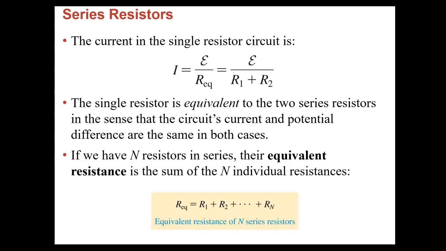So hopefully you can see, if the potential difference remains constant and you keep adding a bunch of resistors, the total resistance is going to get bigger and your current is going to get smaller. They are inversely related to each other.